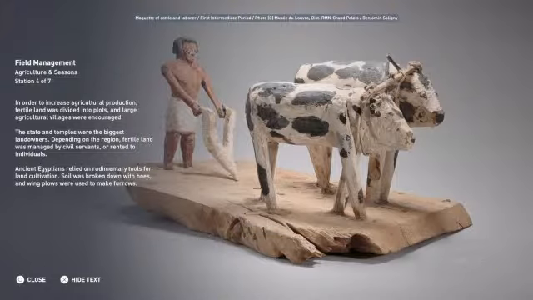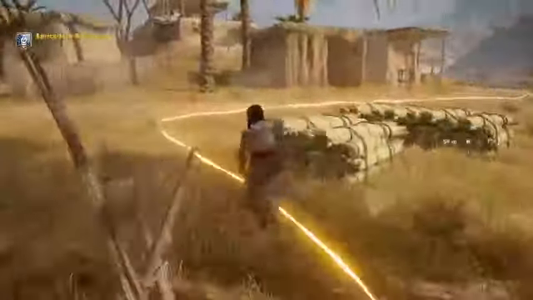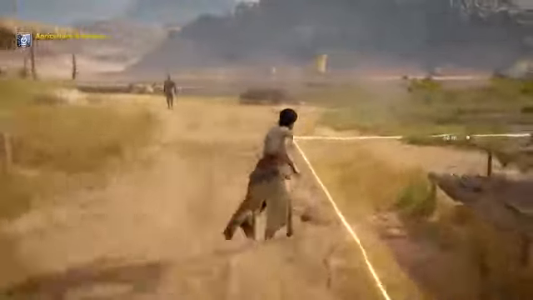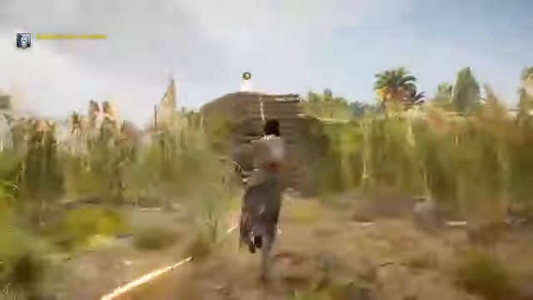Maquette of cattle and labor, First Intermediate Period, photo credit Musée du Louvre, Grand Palais, Benjamin Soligny, or something, I don't know. It is hard for me to pronounce those types of names. Yeah, so we're going to apparently go into the water here a little bit, and then go up here.